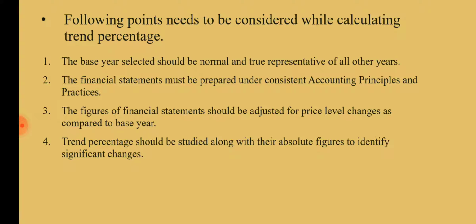Okay. Next one, the financial statements must be prepared under consistent accounting principles and practices, which means that from 2015 to 2019 there has to be consistency in accounting principles and accounting practices, then only you can calculate the trend percentage. If every year the accounting principles and practices are changed, in such a case you cannot use trend percentages to evaluate your financial position.